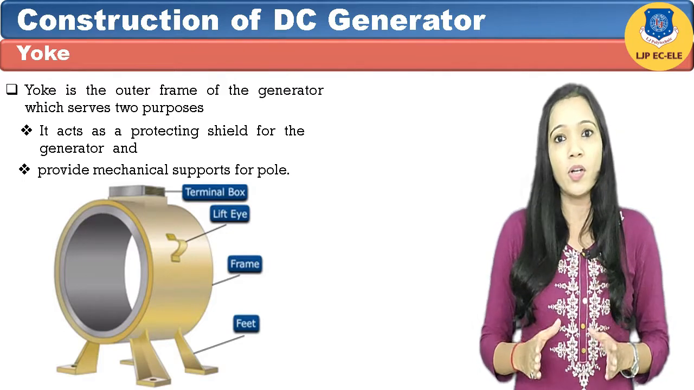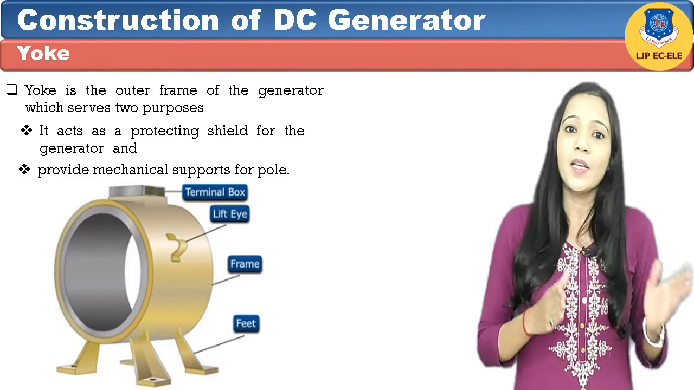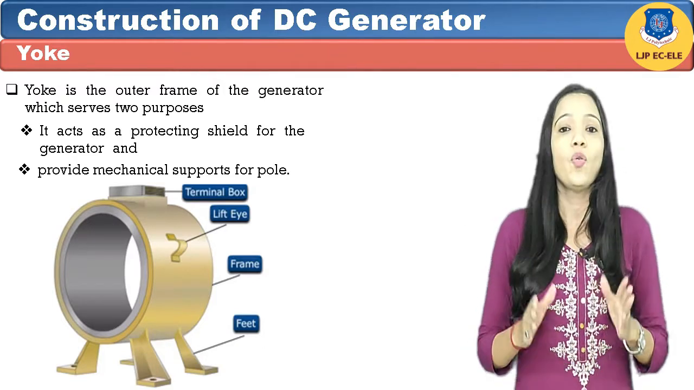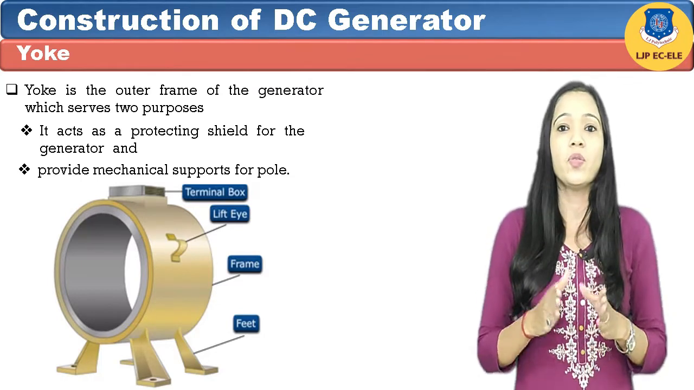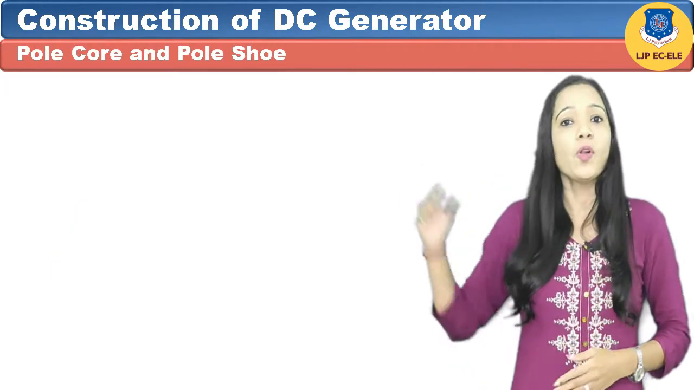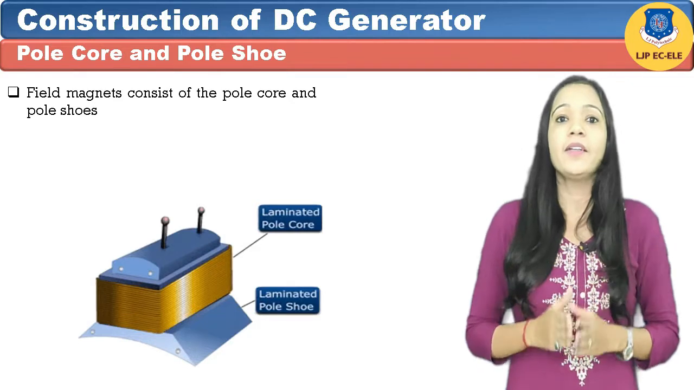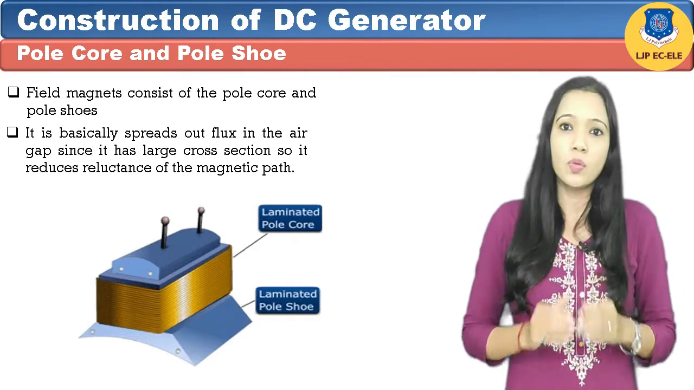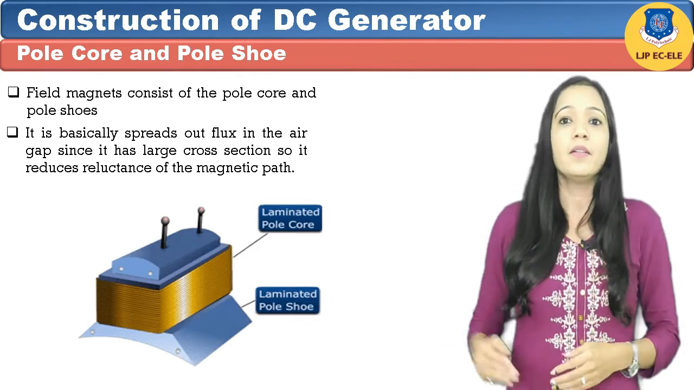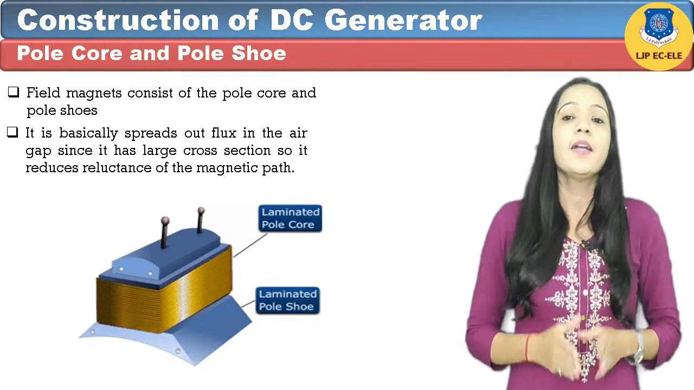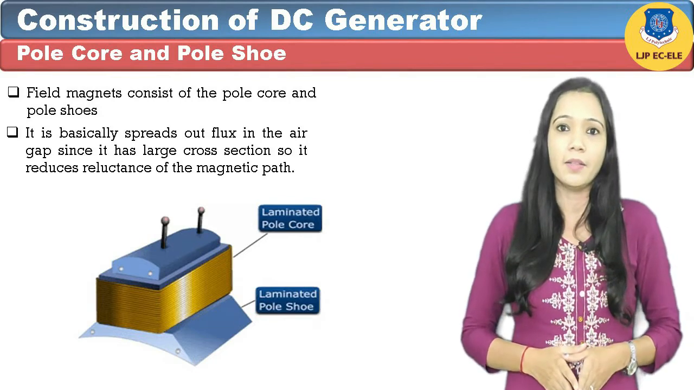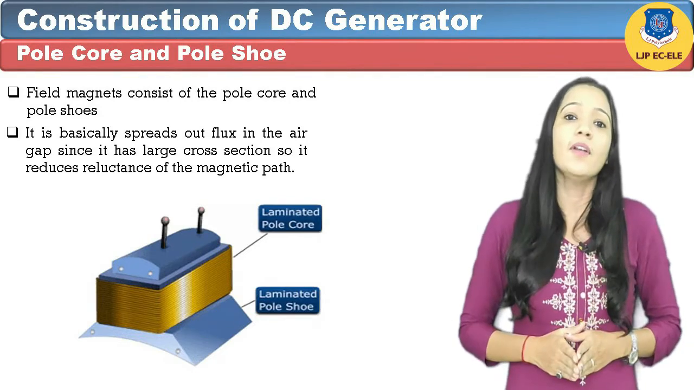If we talk about small generators, where cheapness is the main consideration rather than weight, we are using cast iron material. For large generators we are using cast steel or rolled steel. The next part is the pole core and pole shoe. The field magnet consists of pole core and pole shoe. Basically the function of pole core and pole shoe is to spread the flux in the air gap. Generally it has a large cross section, so it reduces the reluctance of the magnetic path. It acts as a support for the field coils.